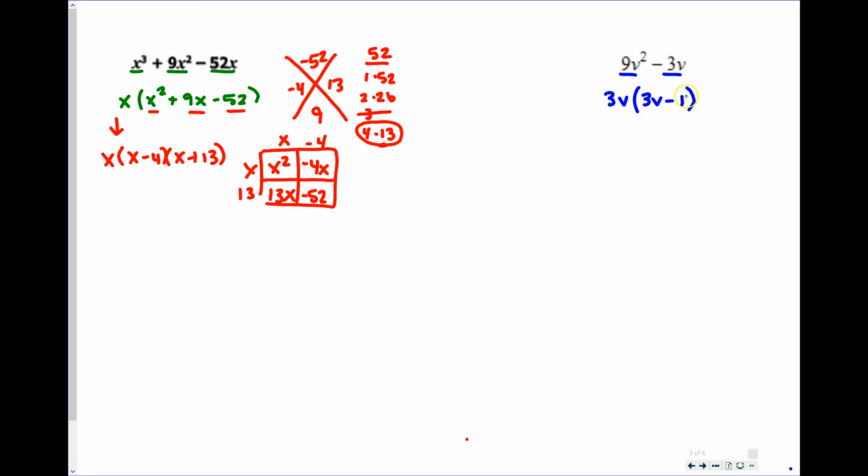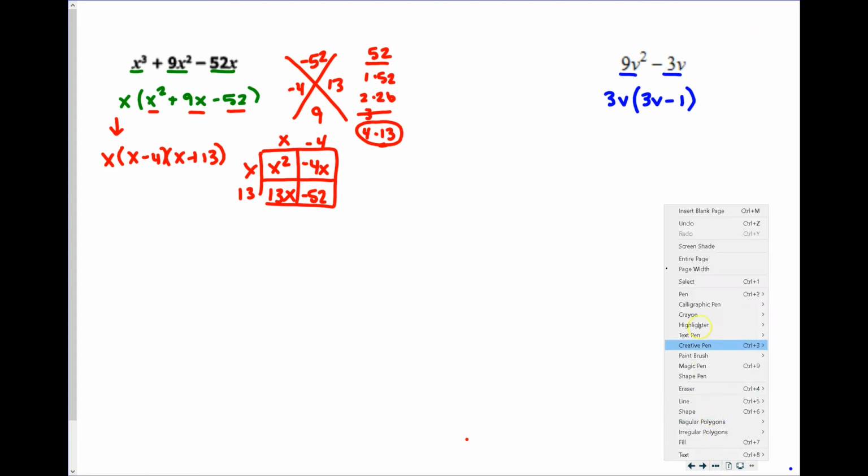I know a lot of you struggle with this 1 thing, but if you're pulling out the entire thing, you're going to be left with that 1. Alright, don't put this, 3v times 3v. That doesn't make any sense. That's just 9v squared, and what happened to the negative 3v? I've seen that happen a lot with you guys, so just be careful.